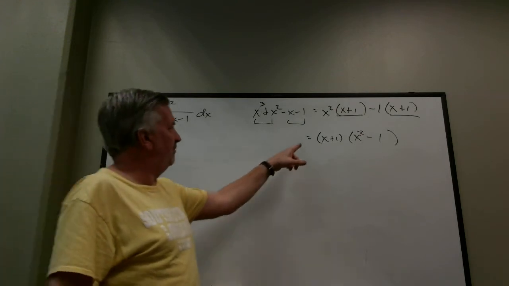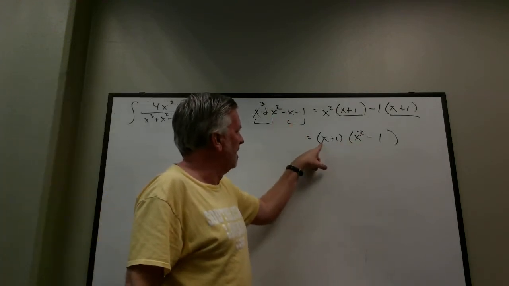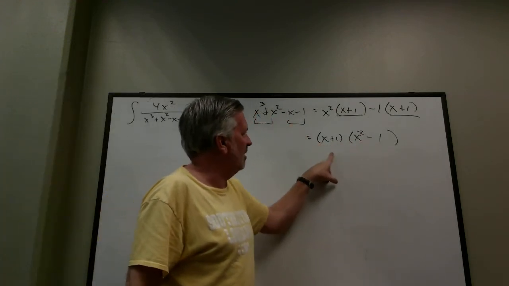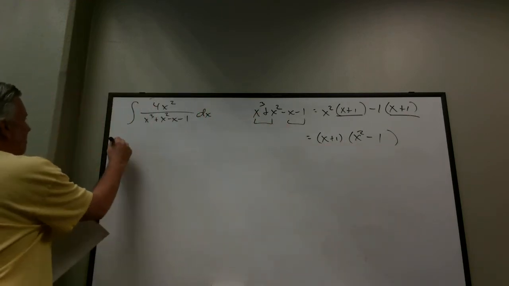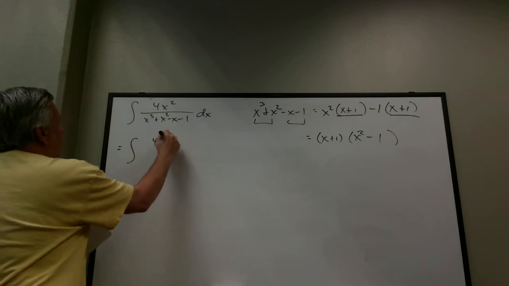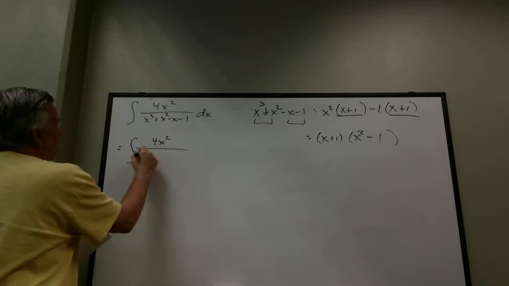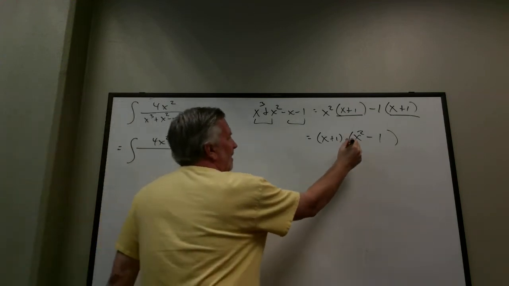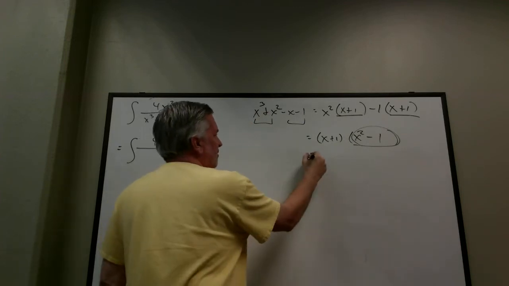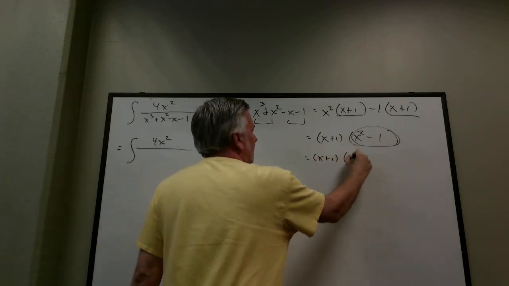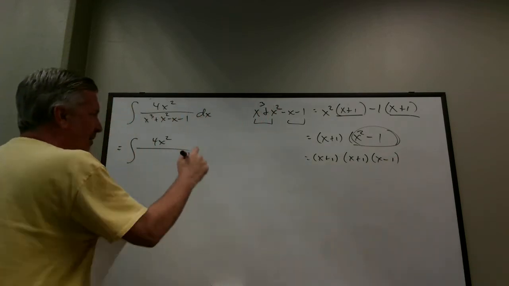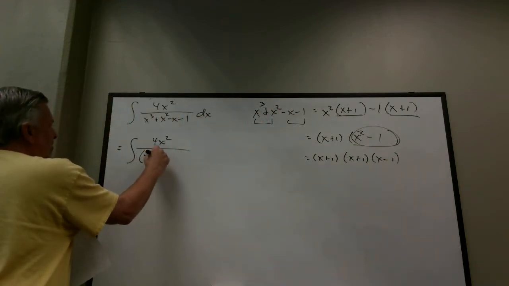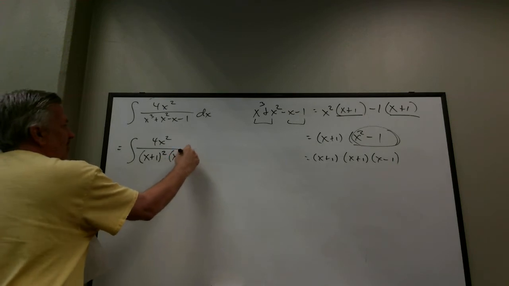And again, you could check by factoring. That's x cubed minus x plus x squared minus 1. That's exactly what it is. Okay, so that's what our denominator turns out to be. Let me be careful. That's a difference of squares. I can factor that too. That's x plus 1, x minus 1. So now notice what I have in the denominator: I have an x plus 1 squared times x minus 1.